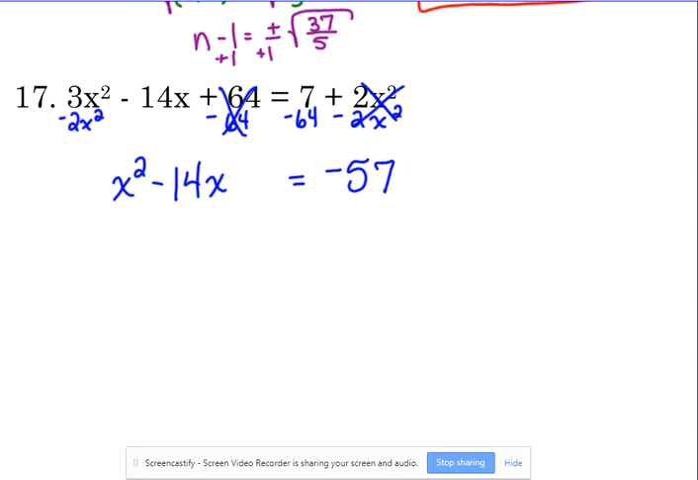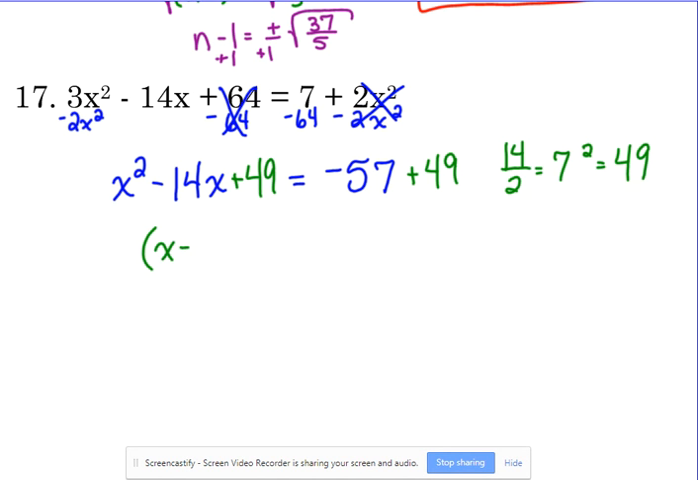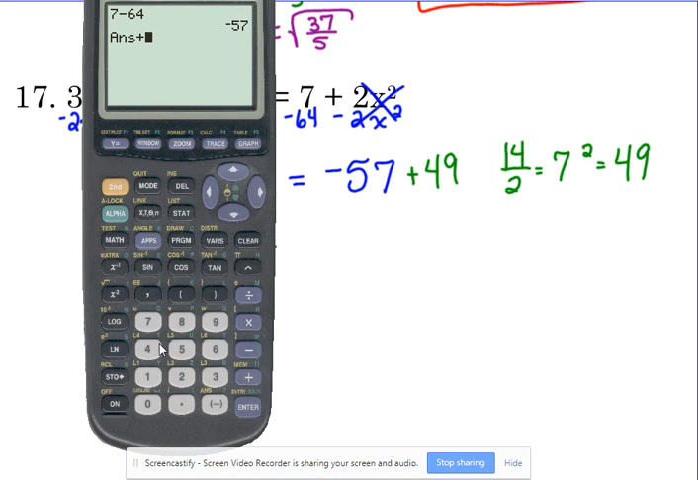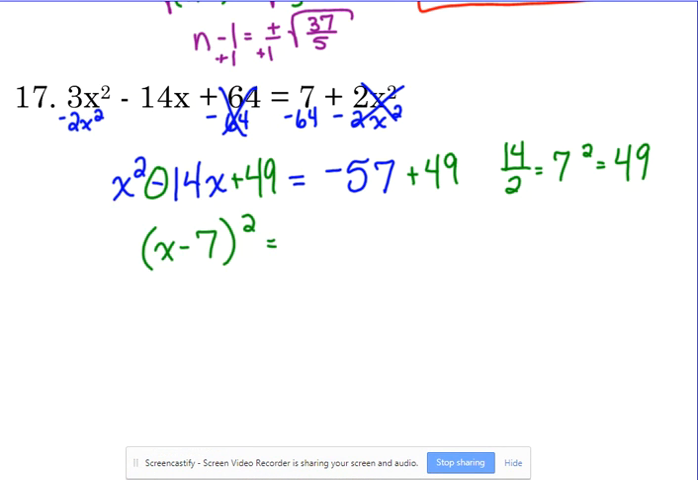Negative 57. Okay, now this one's not as complicated as 15 and 16 because a is 1, so we're back to just completing the square like normal. 14 divided by 2 is 7. 7 squared is 49. So we add 49 to the left side and to the right side. We don't have anything to multiply it by because we didn't have a GCF. So we've got x minus 7 squared because it was negative 14 and we squared 7. And when we add 49 to negative 57, we get negative 8.